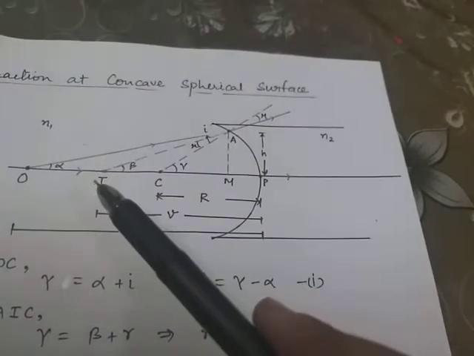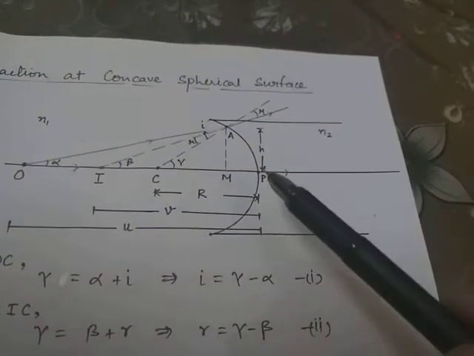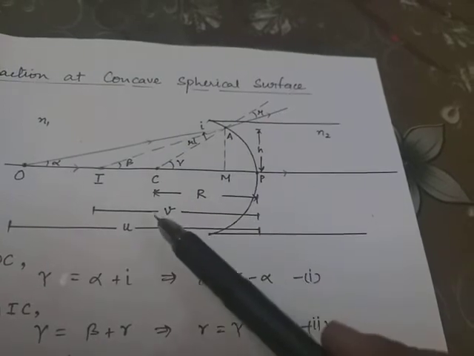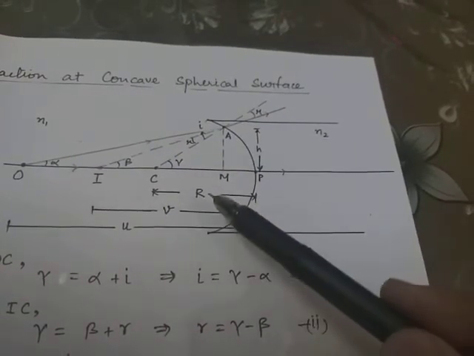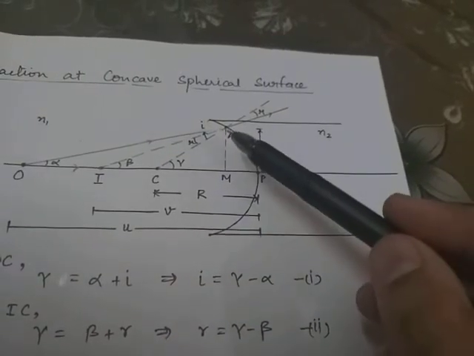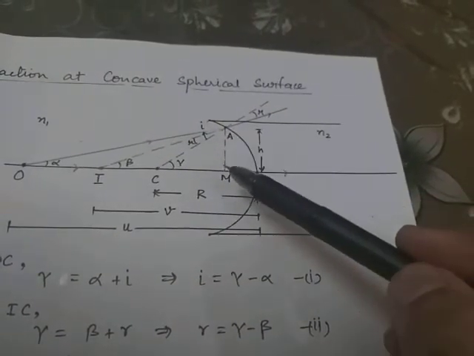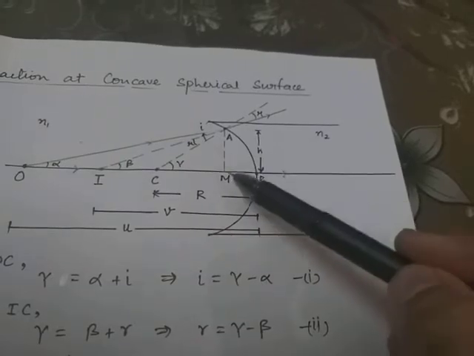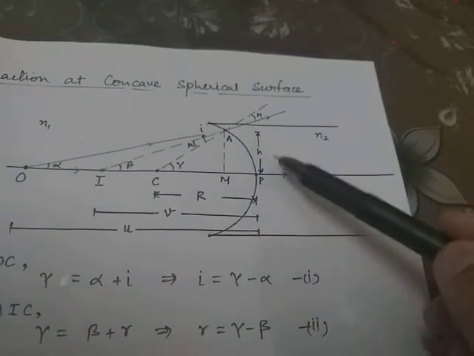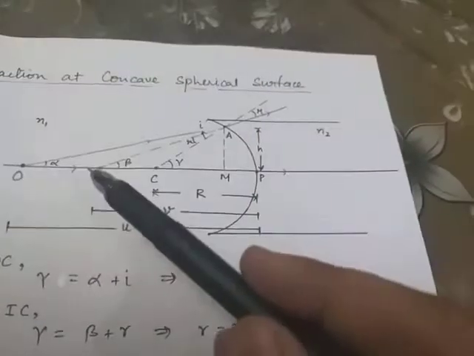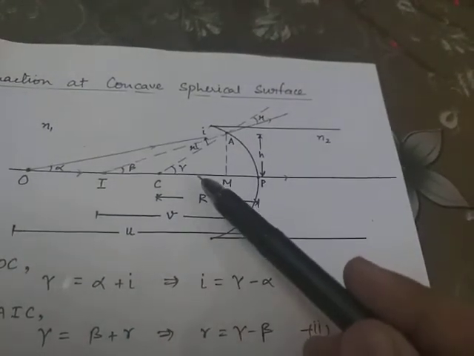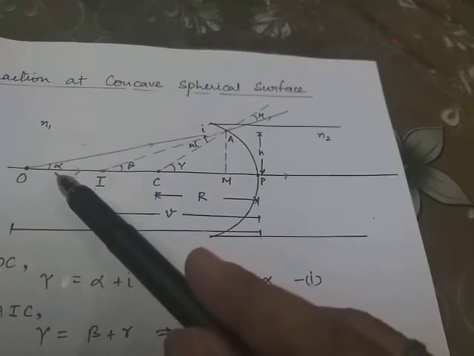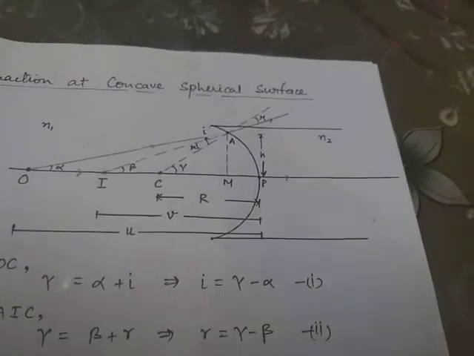The distance of this image from the center of the spherical surface is V, and the radius of curvature of the spherical surface is R. We drop a perpendicular from point A to the principal axis and name it AM. Let the length of AM be H. Again, I am considering three angles, alpha, beta and gamma. These angles are at O, I, C respectively.